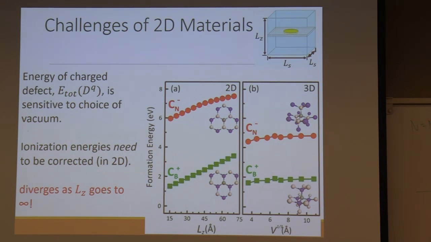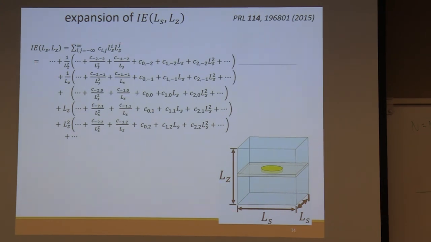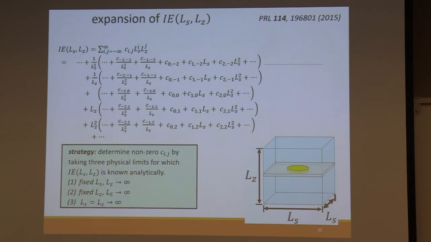So we looked at this problem. Okay, this might be a bit much. We looked at it in terms of the ionization energy that we naively calculate, which we can expand in terms of LS and LZ. We don't know what the powers are; we're assuming they could be positive or negative. We just double expand everything, as general as we could be. What we wanted to do was determine which of these coefficients aren't zero.